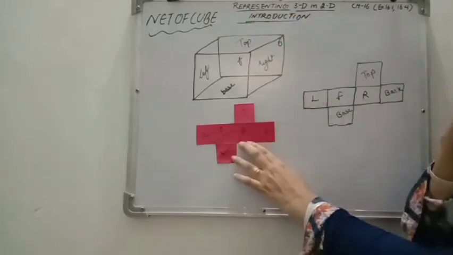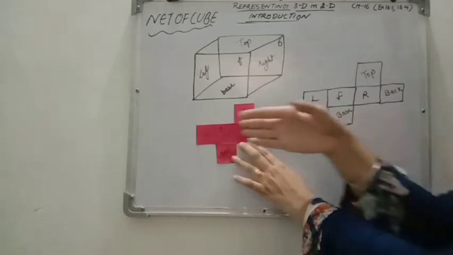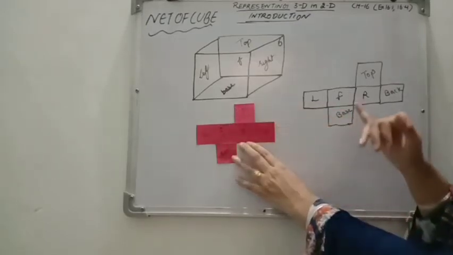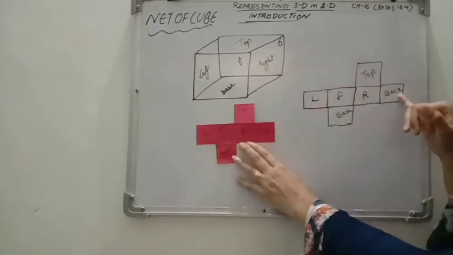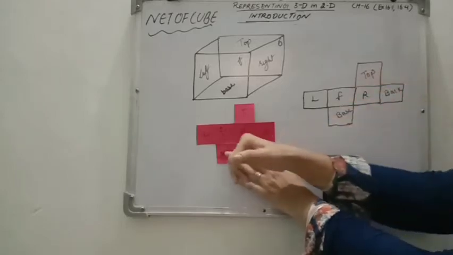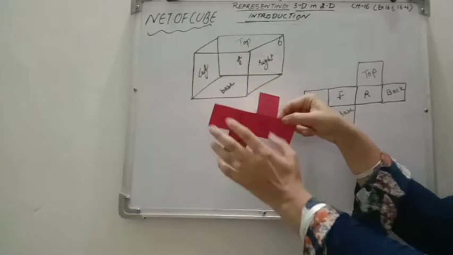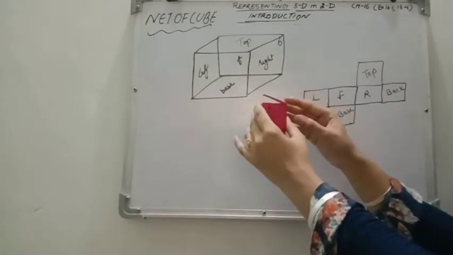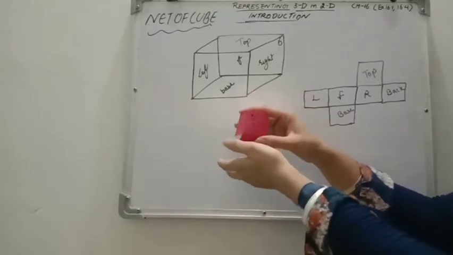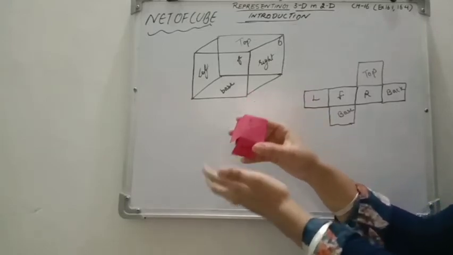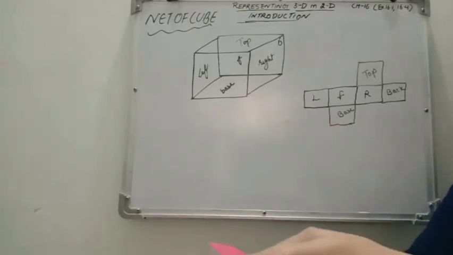If I open taking front as the first, then it will look like that. Okay, front, this one is the right side, this one is the left side, this one is the back, top, and this one is the base. Like that we can open the cube. Here I give the example through this paper cube to you, but in exam you have to imagine. Like that we will open our cuboid also.